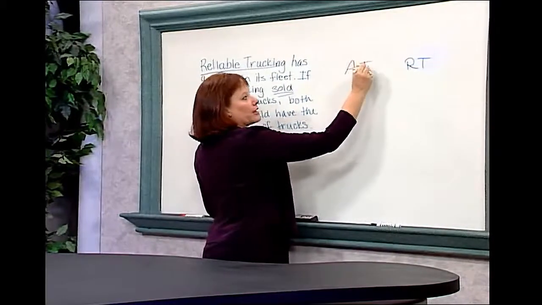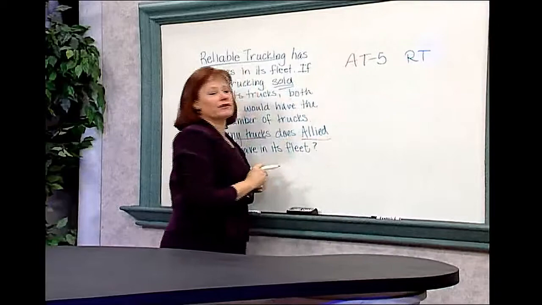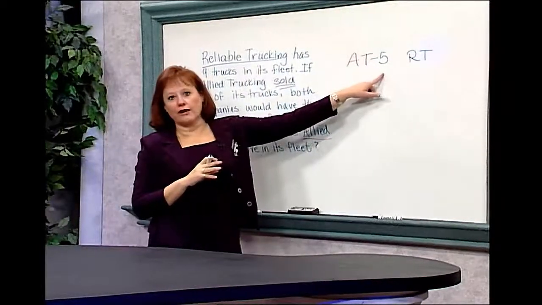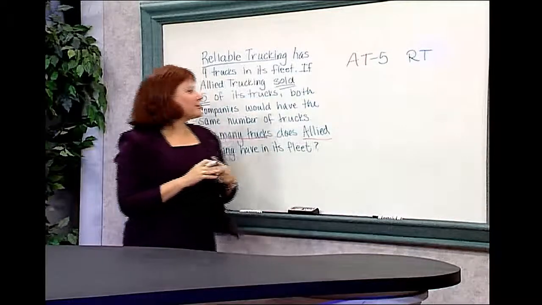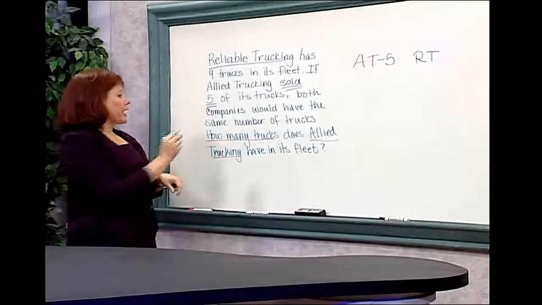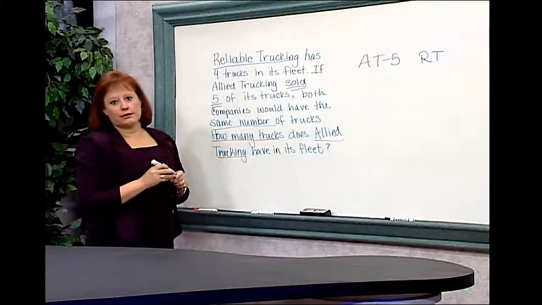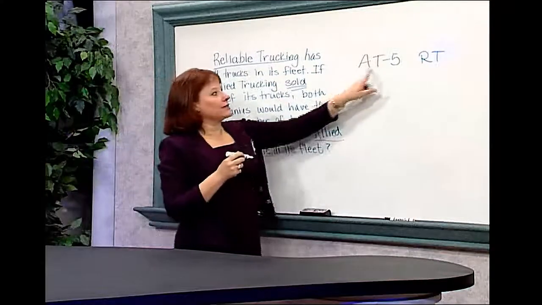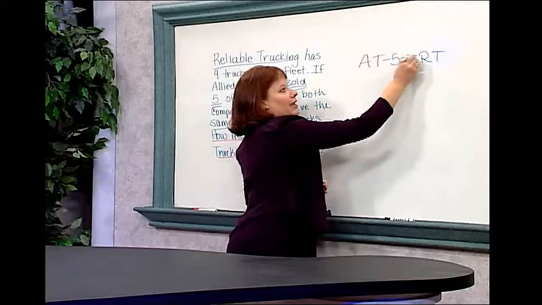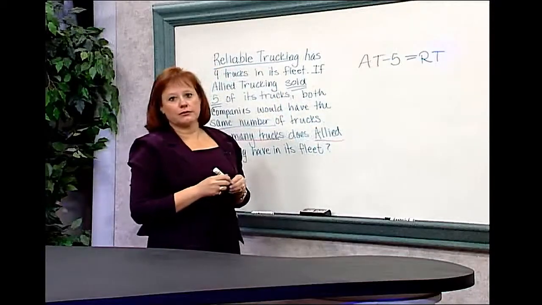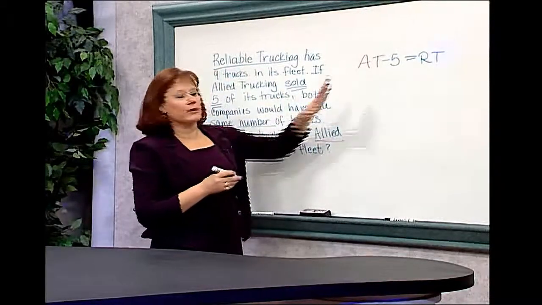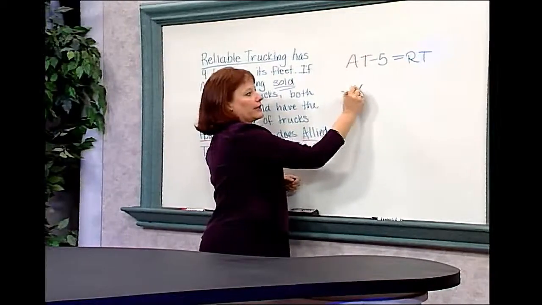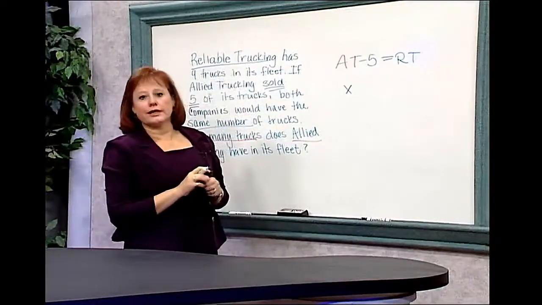We've got Allied Trucking, and it's going to sell 5 of its trucks. We want to sell 5 of the trucks. We're going to subtract 5 in our equation. The next part says both companies would have the same number of trucks. The same number is where the equal sign goes. If I subtracted 5, they would have the same number of trucks. Now we want to convert this into an algebraic equation. I'm still looking for Allied Trucking, so I'll let Allied Trucking's fleet be represented by X.